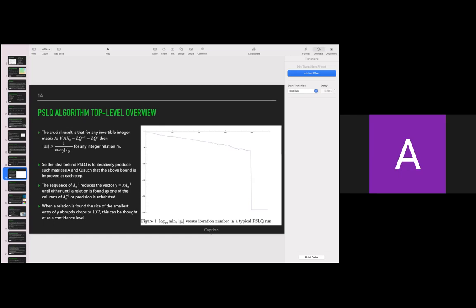So what is the sequence A_n? The sequence A_n is the sequence of integer valued matrices that we get as we keep on doing this LQ decomposition, and we take H_x, right, and then we substitute. Let me see. Where do we substitute?